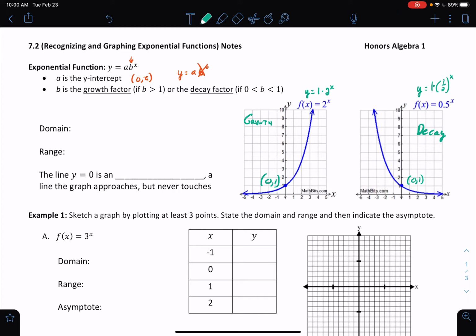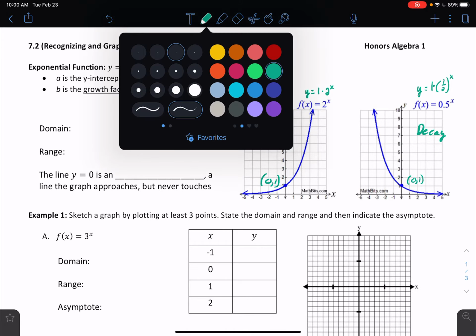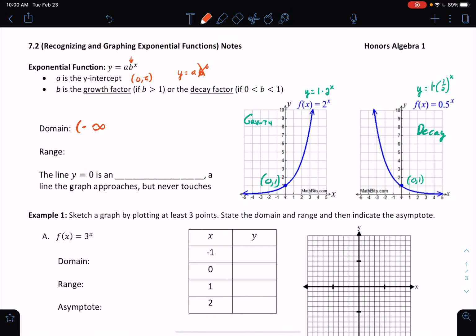Now, domain. Look at these two graphs. Is there any restriction on what we can plug in for our x values? Because remember, domain is what you can plug in for x. And no, notice these arrows are going off in both directions. So our domain is going to be negative infinity to infinity. You may also see this letter here. This stands for all reals, or all real numbers. That's what that kind of bolded R represents.